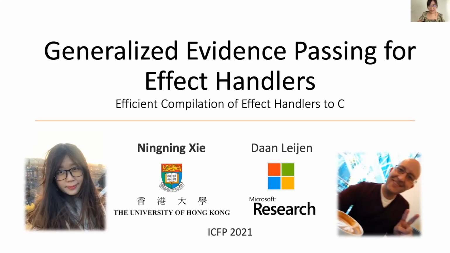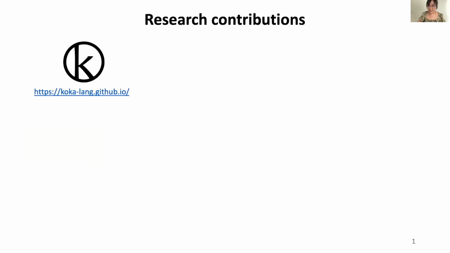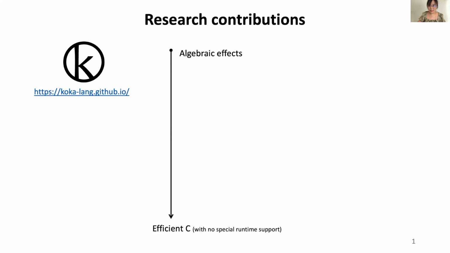Hello everyone, I'm Ningning. Today I'm going to talk about generalized evidence passing for effect handlers, or efficient compilation of effect handlers to C. In this work, we gave a formalized evaluation semantics from algebraic effects into a polymorphic lambda calculus, and show how this technique can be used to generate efficient C code with no special runtime support.